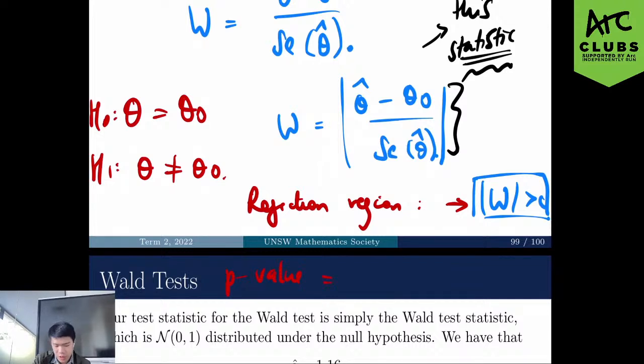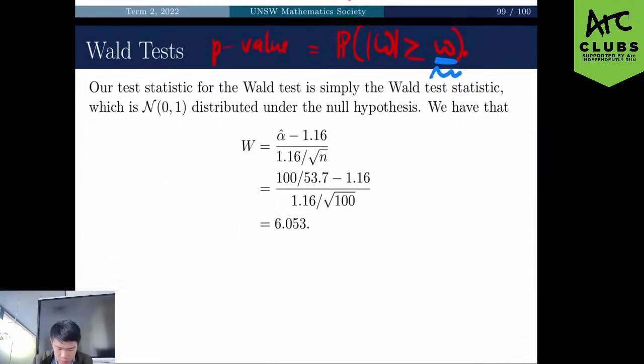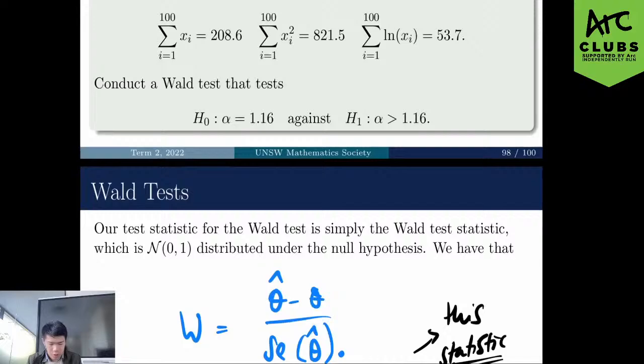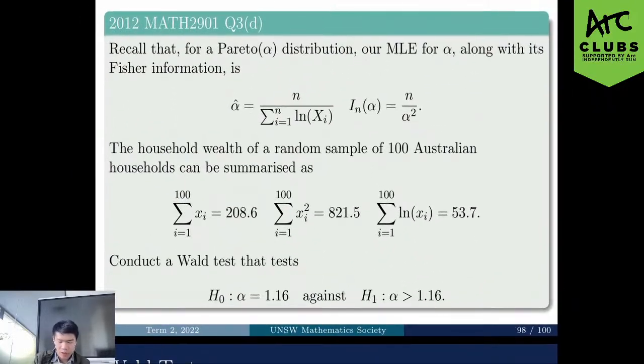So the p-value is the probability that your Wald test statistic is greater than or equal to what you observed. Let's just say you calculate a w, then your p-value is equal to the probability that you got something just as extreme as w. And because we know that this is actually normal 0, 1, at that point you can start using normal probabilities.